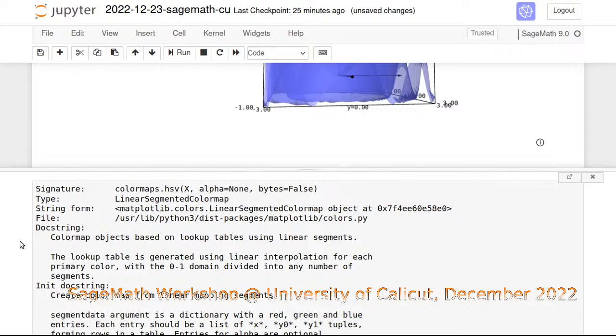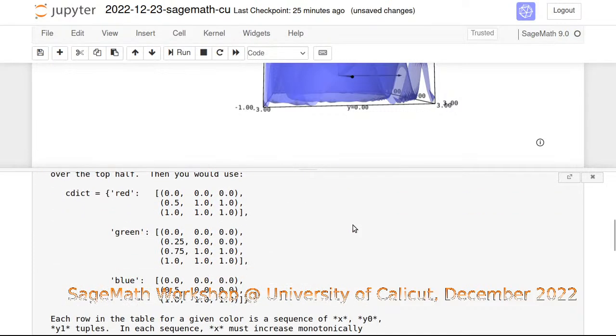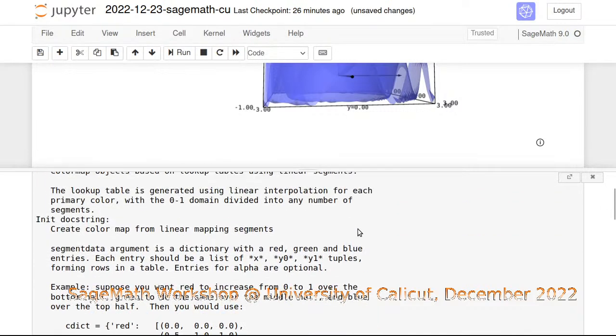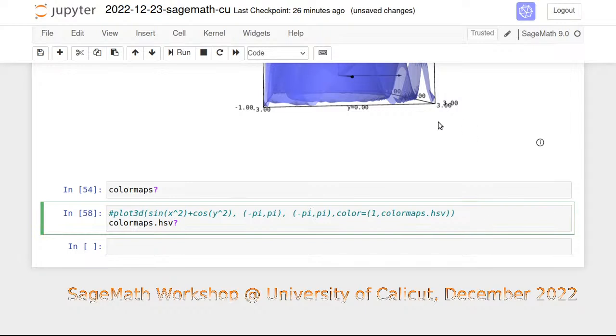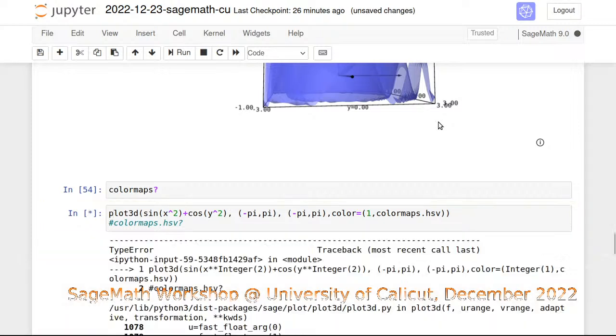Color maps HSV is nothing but it gives a kind of coloring. So what type of coloring it will be giving, we need to just look at that. These are some already defined existing coloring styles available. That's the only thing we can understand, and what type of coloring it gives, we need to just try with that.